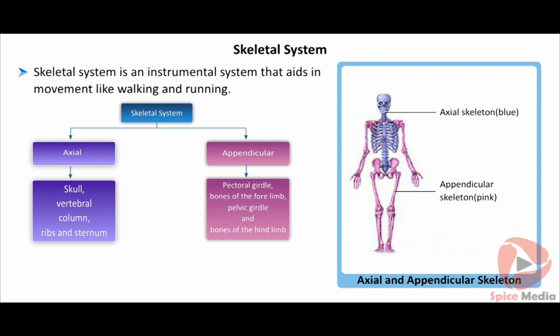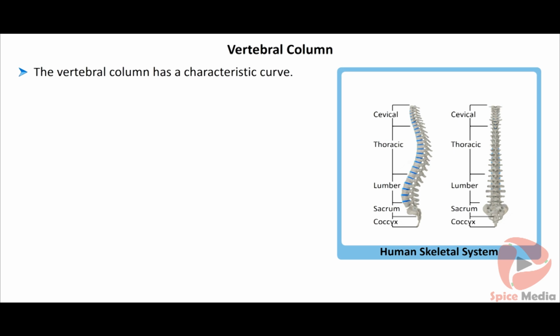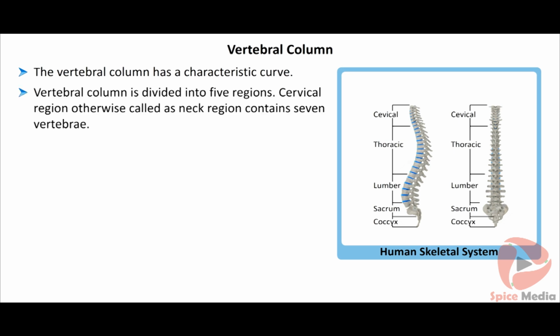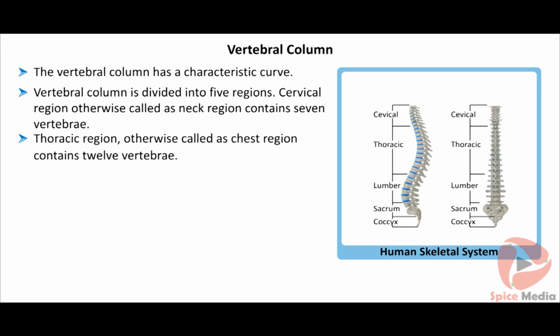It is classified into axial skeleton and appendicular skeleton. Skull, vertebral column, ribs and sternum constitute the axial skeleton. Pectoral girdle, bones of the forelimb, pelvic girdle and bones of the hind limb constitute the appendicular skeleton. There are 80 bones in the axial skeleton and 126 bones in the appendicular skeleton. Totally, 206 bones are present in the human skeletal system.